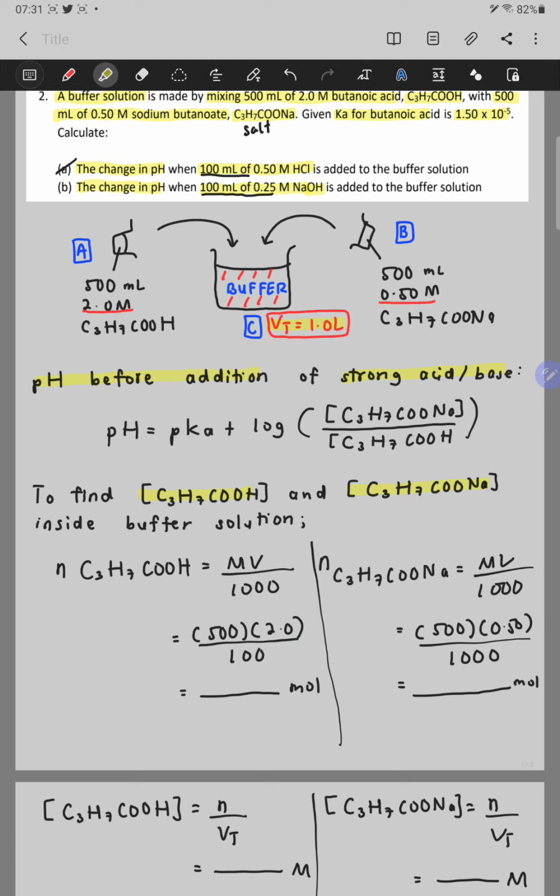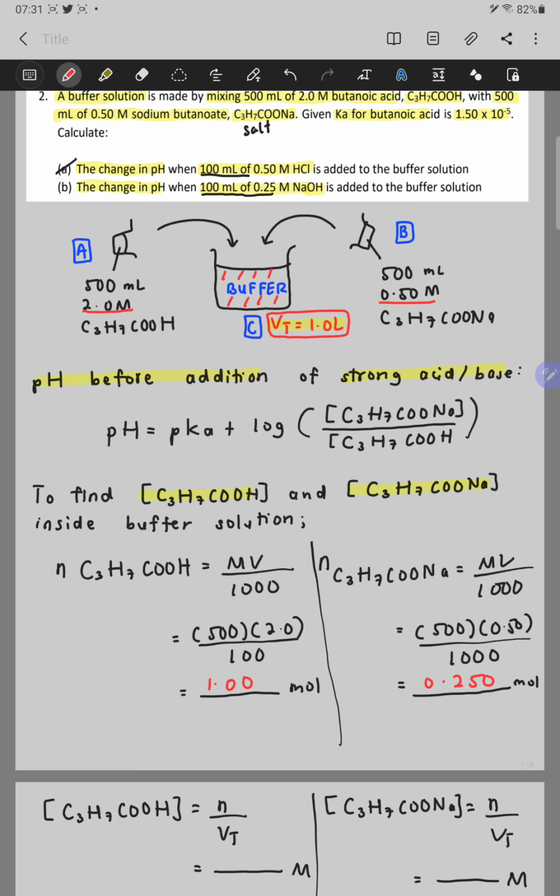Okay, so kita akan dapat dekat sini. Oh, sorry, tersilap. Kita akan dapat 1 mole of weak acid. Okay, untuk number of mole of salt, so 500 times 0.50 molar over 1000. So, kita akan dapat 0.250 mole of salt C3H7COONa.